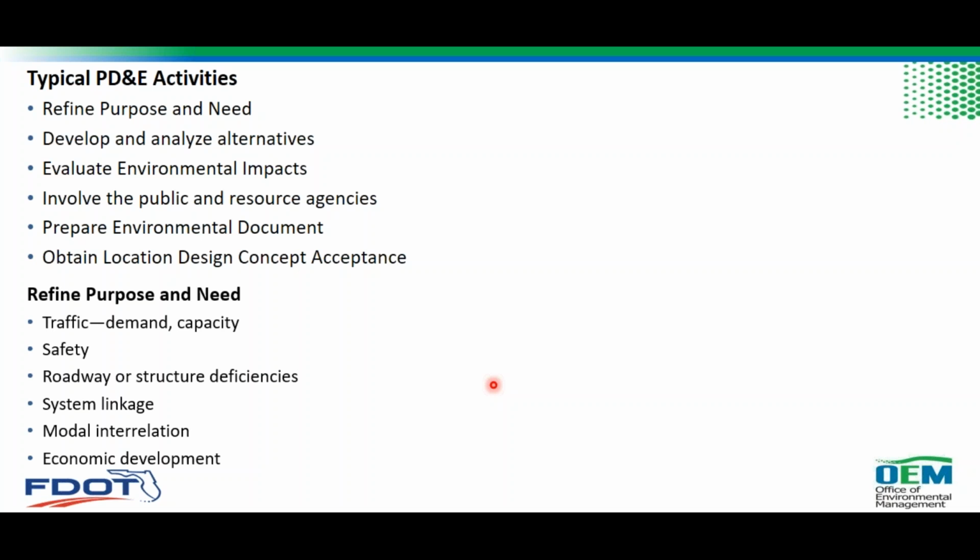Mostly the purpose and need starts during planning of the project. When the project moves into PD&E, we define the purpose and need. There are a lot of needs which are evaluated or refined during PD&E. They can be related to traffic, such as demand and capacity, safety, such as crash or incident issues, roadway or structural deficiencies, system linkages, modal interrelationships, and economic development.